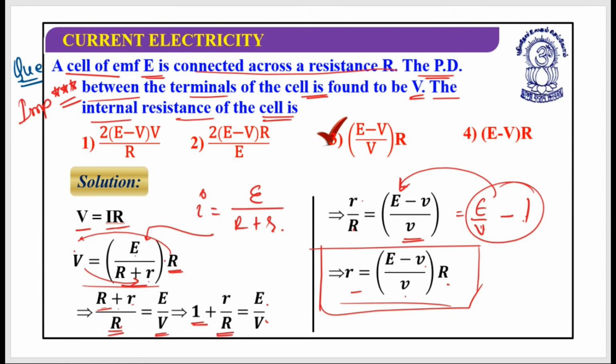Either you need to solve this every time, or you just remember it, put in the value and get it done within seconds. So all those students who are specifically medical aspirants, please remember this, because we have only 1 minute to solve this question. Every time it is not possible to solve this, so just remember this: r is equal to (E minus V) divided by V, multiplied by R, and things will be done. That's it. Great.